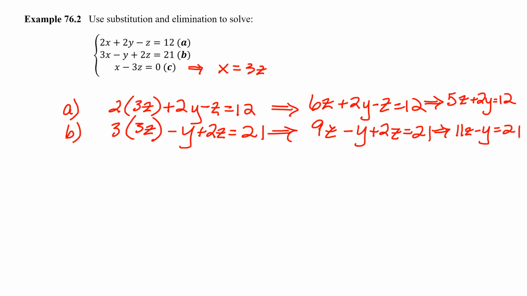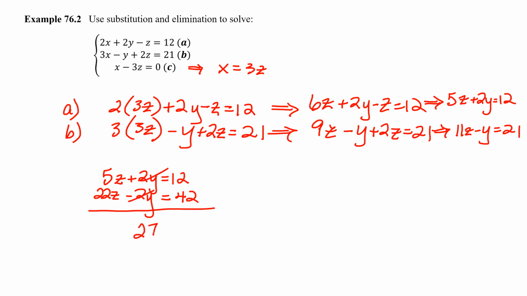So I'm going to use those 2 equations, and I'm going to use elimination, because if I multiply the second equation by 2, I will be able to cancel the y's. And I'm going to have 5z plus 2y equals 12. And then I'm multiplying that second equation by 2, so I'm going to have 22z minus 2y is equal to 42. And now I can add the 2 equations together and eliminate the y's. So I'm going to have 27z is equal to 54. And so z is going to equal 2.